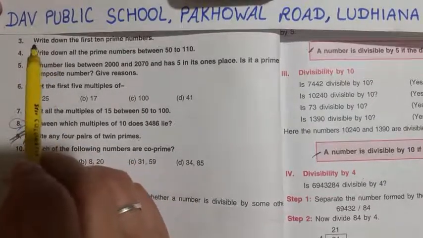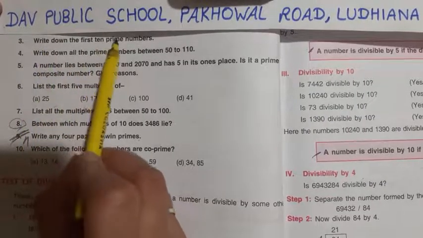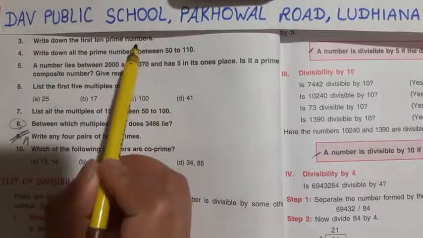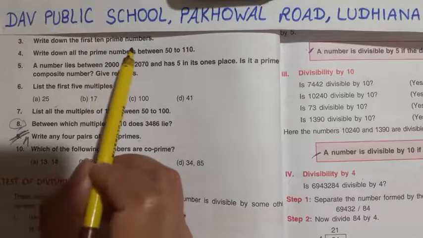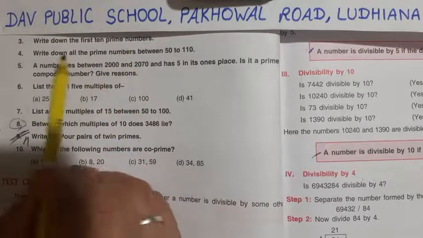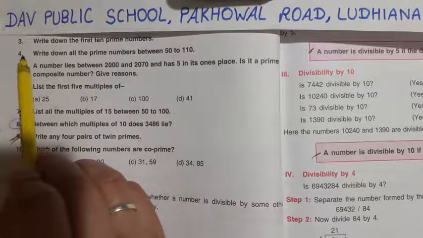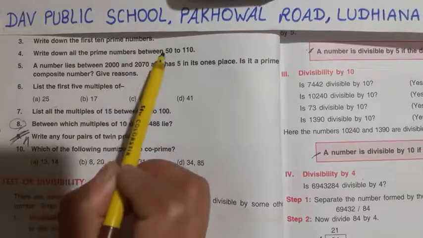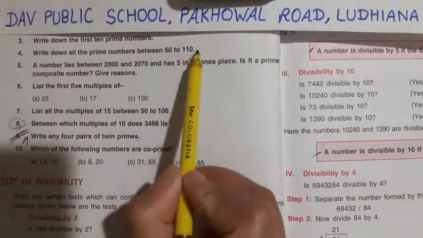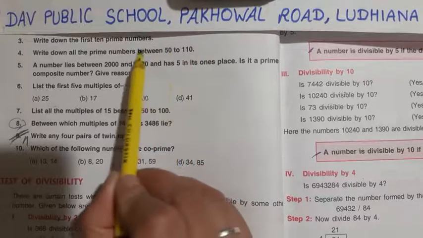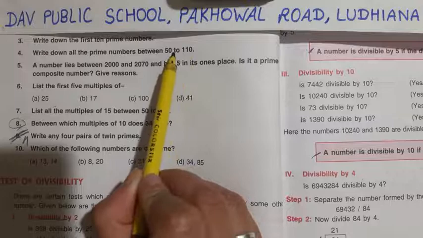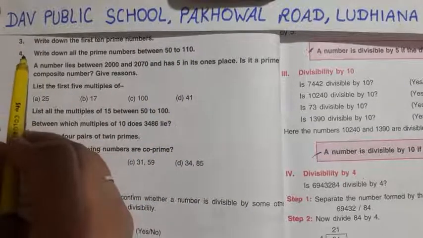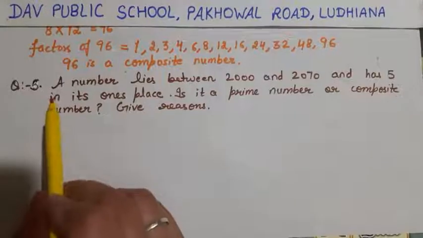Next is question number 3. Write down the first 10 prime numbers. You can do this yourself. Okay, you have to write the first 10 prime numbers starting from 2, right? Next, question number 4. Write down all the prime numbers between 50 and 110. That is, the prime numbers should be greater than 50 and less than 110. This also you will try yourself. Okay.